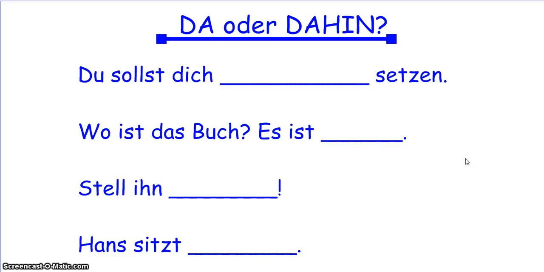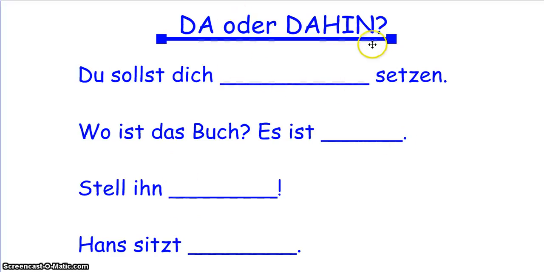Now, please go ahead and try these 4 examples. Pay very close attention to the verbs. I can't reiterate that enough. Pay very close attention. Your job is to determine whether da or dahin should go in the blanks. Now, don't let the length of the blank fool you. I just got a little happy with the underscore.